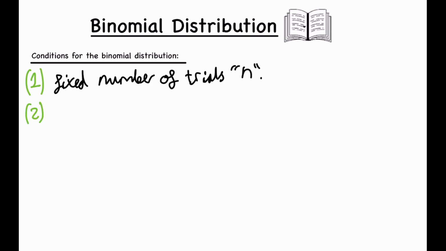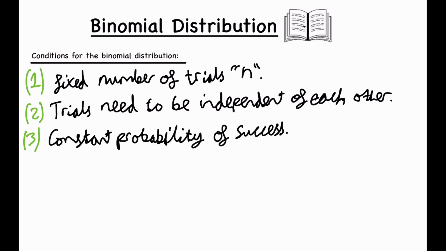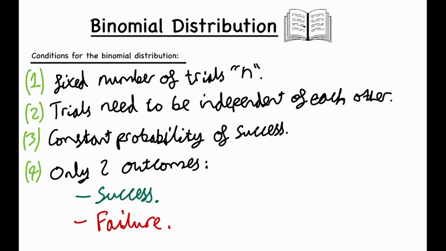The first condition is that there has to be a fixed number n of trials. The second condition is that the trials need to be independent of each other. The third condition, and this can be in any order by the way, is that there needs to be a constant probability of success. And the fourth condition is that there needs to be only two outcomes, either success or failure, and nothing in between. So now let's move on to the binomial distribution equation.